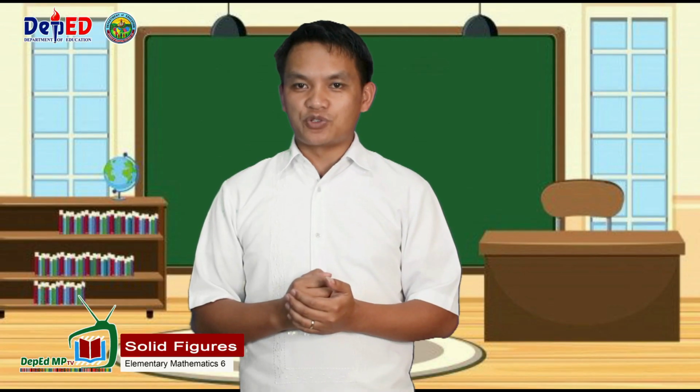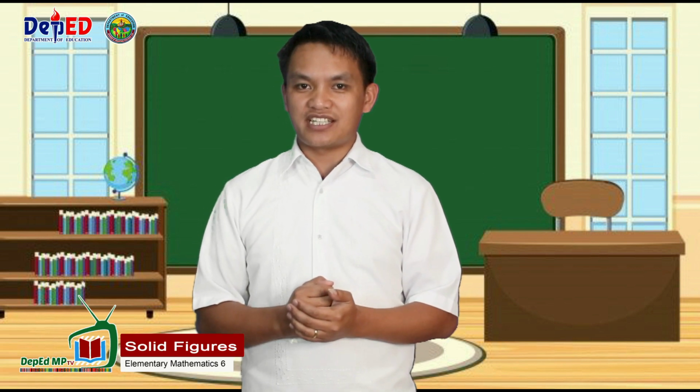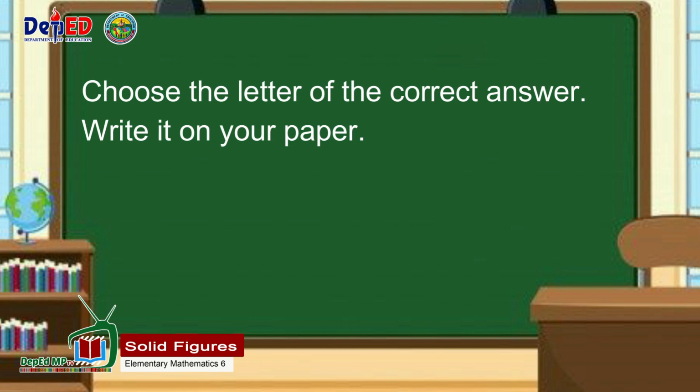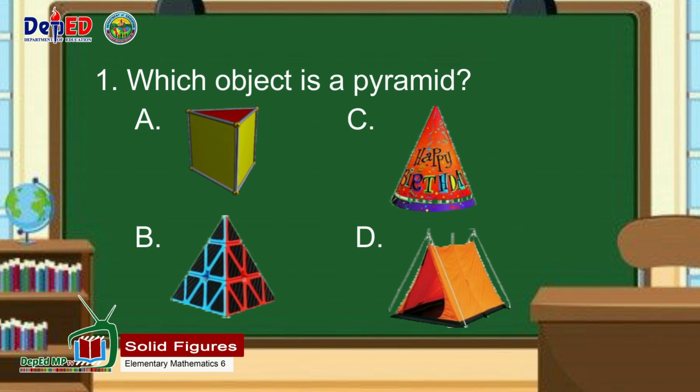Before studying this module, answer the items below to determine how much you already know. This is the direction. Choose the letter of the correct answer. Write it on your paper. Number 1. Which object is a pyramid? A, B, C, or D?